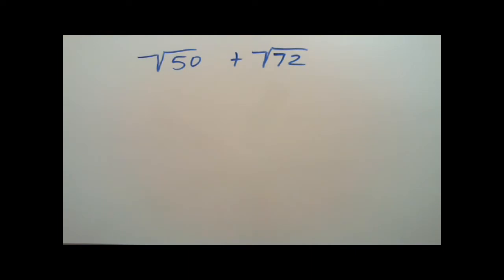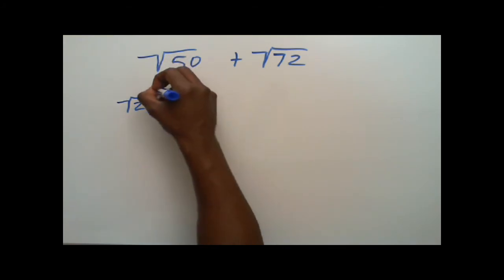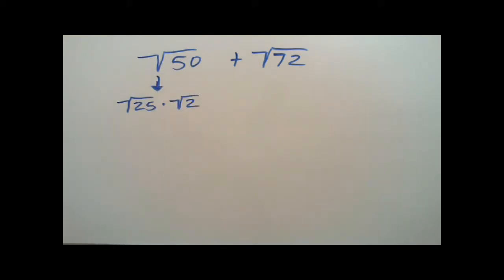Let's simplify these two radical expressions, the square root of 50 plus the square root of 72. In this problem, we are adding two radical expressions. Don't let that confuse you. It's the exact same process. Let's take the square root of 50 first. I know 25 goes into 50 twice and is a perfect square. So I write that expression as the square root of 25 times the square root of 2.